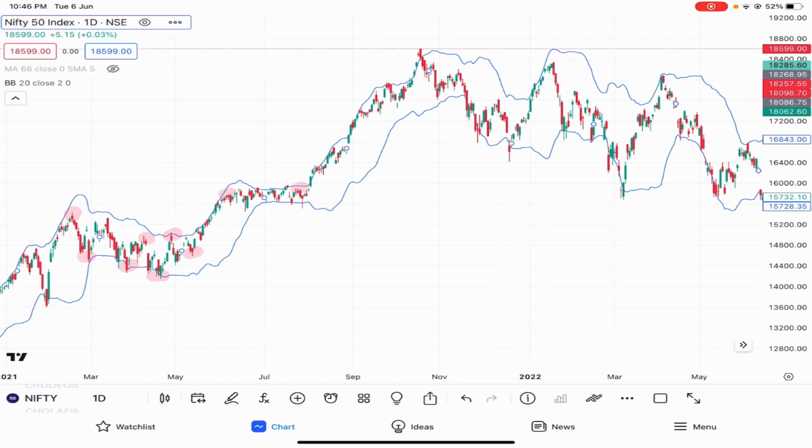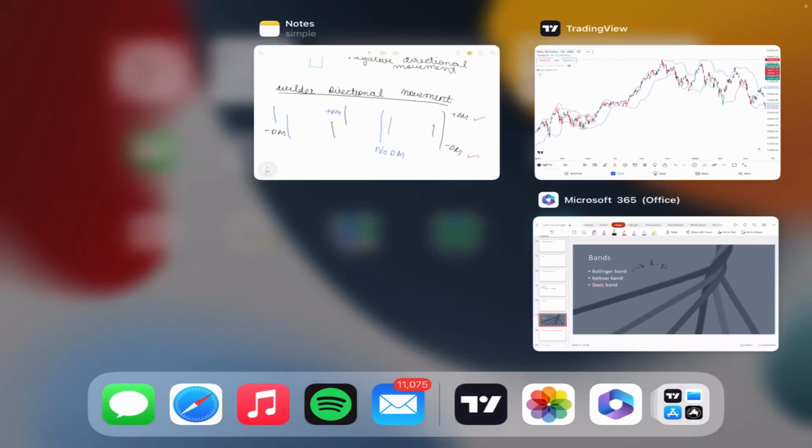That is my Bollinger Band, and I hope you understood how we can use Bollinger Band in your trading journey, and also how it is calculated. A simple moving average, and two standard deviations. If you add, you get the above line. Two standard deviations, if you subtract, you get the below line. So this is my Bollinger Band.